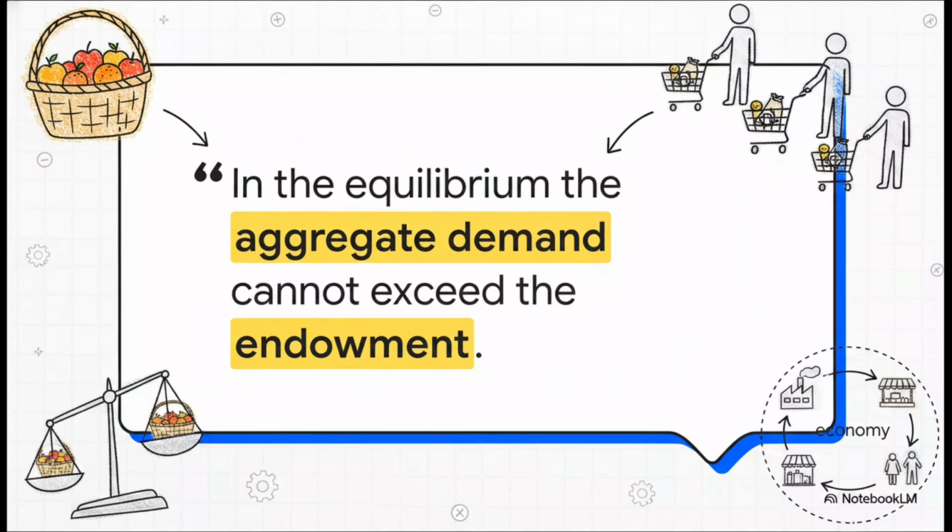And that brings us to a crucial rule, perfectly captured in this quote from the source material. "In the equilibrium, the aggregate demand cannot exceed the endowment." In plain, simple language, you just cannot buy or consume more than what physically exists in the economy. This is a bedrock rule of the Walrasian equilibrium. The total amount of apples and oranges rolling around after our trading session has to equal the exact total amount we started with. No magic fruit appearing out of nowhere.